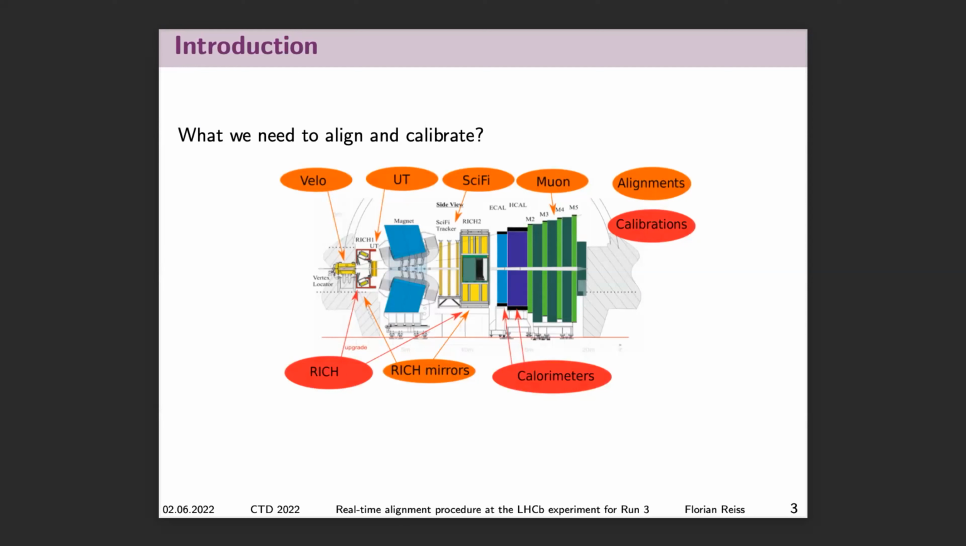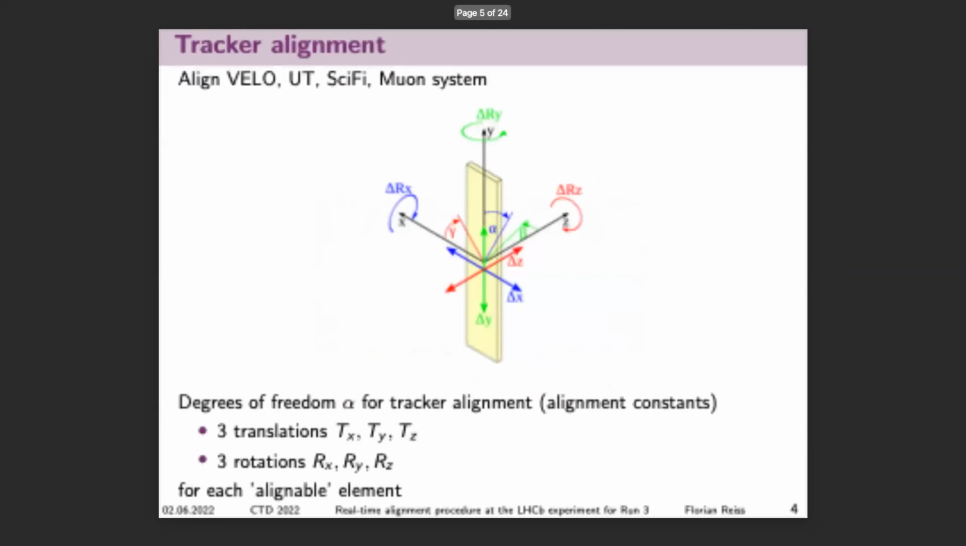So what we mean by alignment typically is aligning the tracking systems of the VELO, the UT, the SciFi, and the muon system, as well as the mirrors of the RICH, which focus the Cherenkov photons. And in addition, we have some calibration steps to calibrate the RICH and the calorimeters. So how does the tracking alignment work? What we do for the tracking systems is relatively similar between all of them.